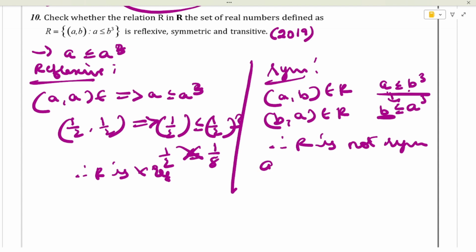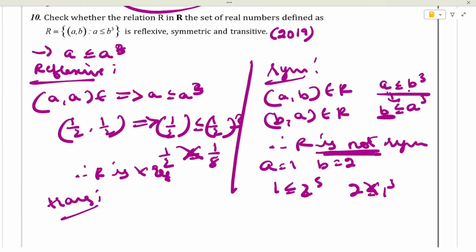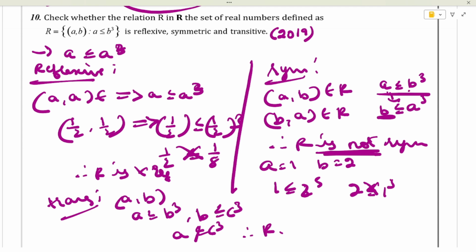Now take a equal to 1, b equal to 2 and substitute the values. 1 is less than or equal to 2 cube, but 2 is less than or equal to 1 cube is not happening. So it is not symmetric. For transitive also the condition is false, because a is less than or equal to b cube and b is less than or equal to c cube, but a will not be less than or equal to c cube. So it is not transitive either.